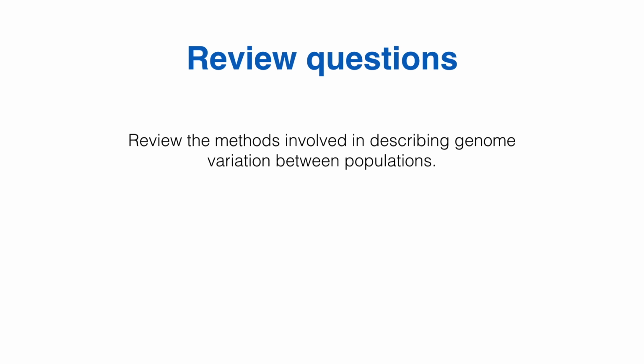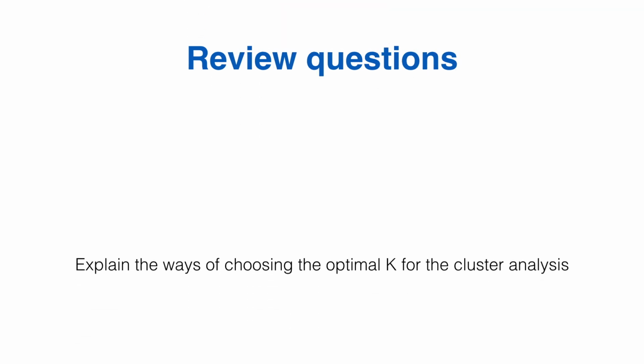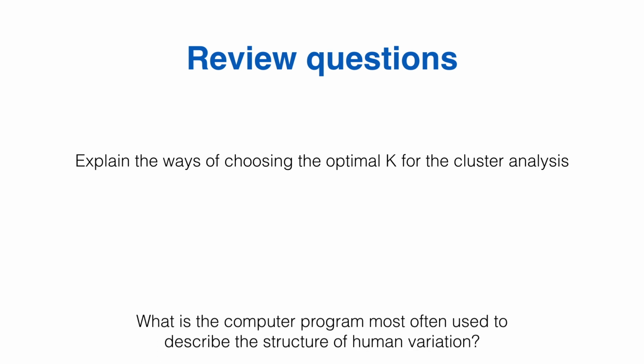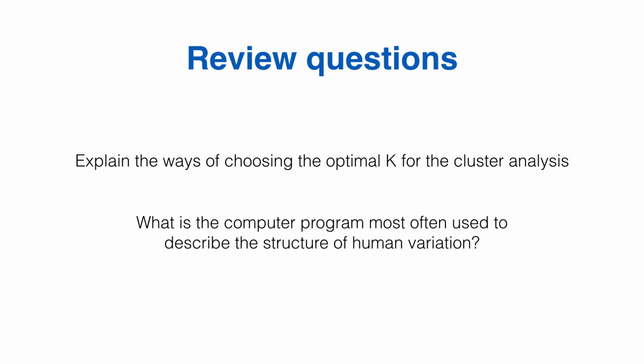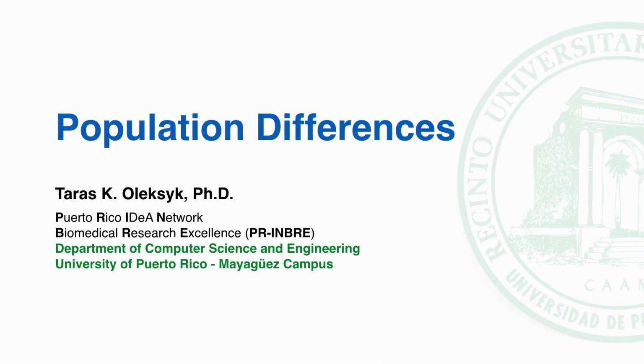I prepared some review questions. Can you describe methods involved in describing genome variation between populations? Contrast PCA and MDS methods. What is cluster analysis? Explain the ways of choosing the optimal K for the cluster analysis. What is the computer program most often used to describe the structure of human variation? This concludes today's lesson. Population differences.